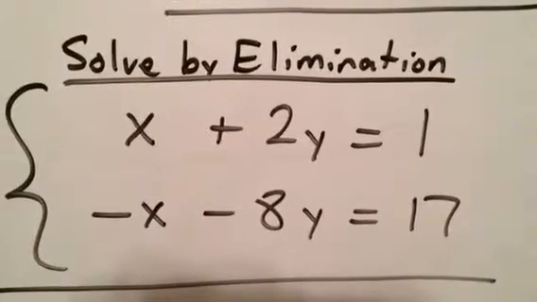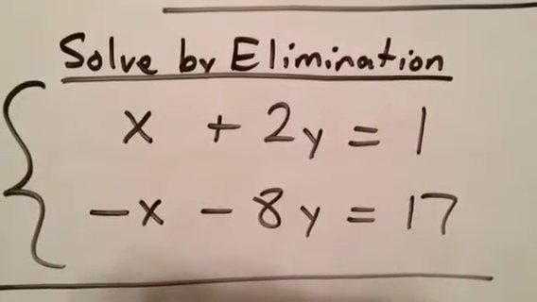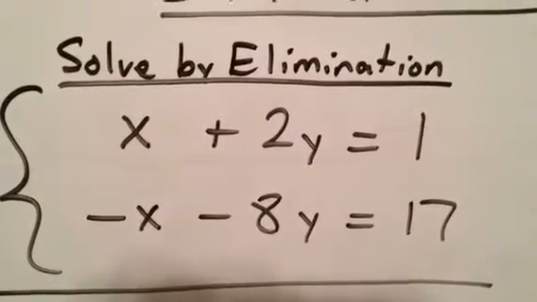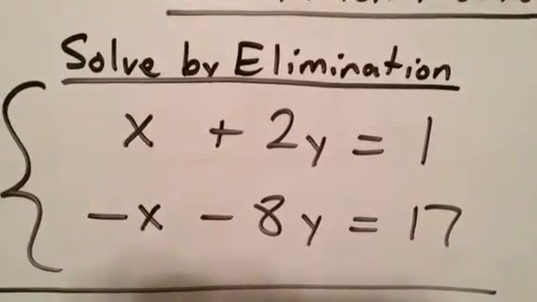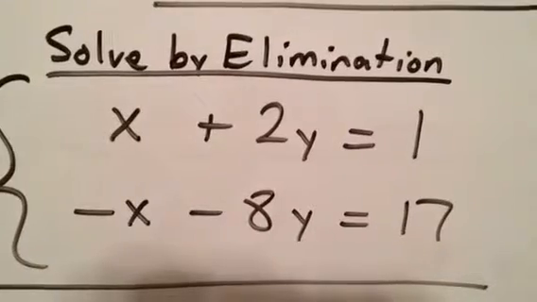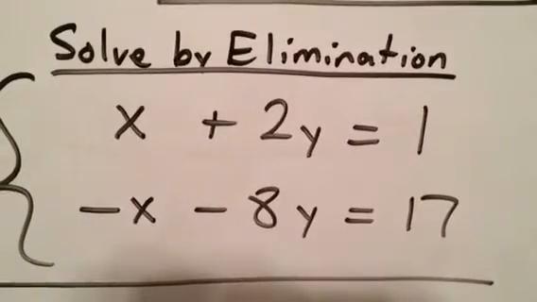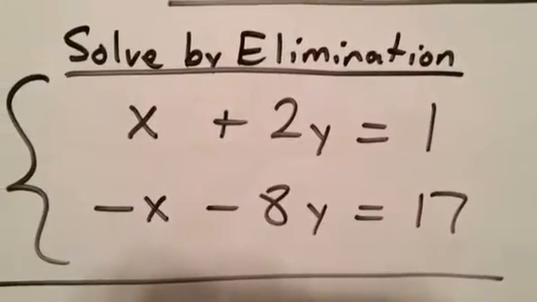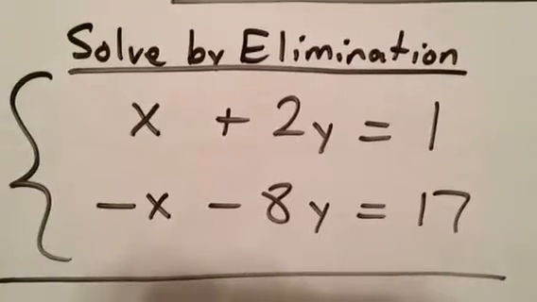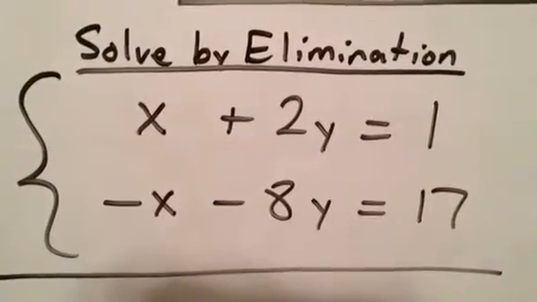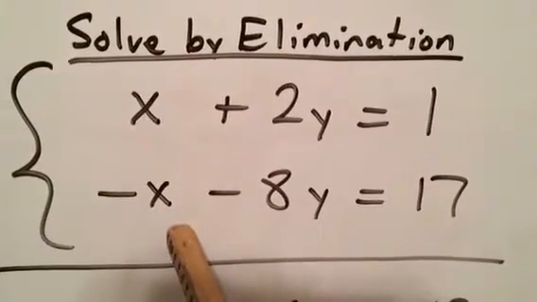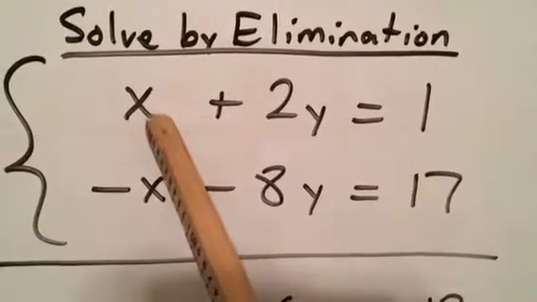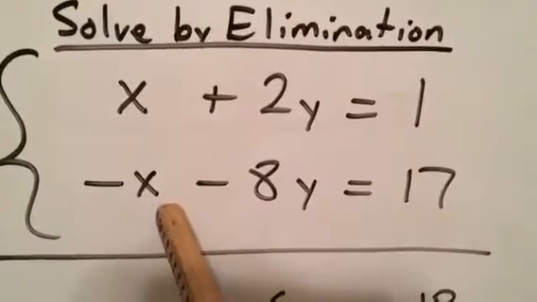In this third method to solve a system of equations, we will take a look at the elimination method, which involves eliminating one of the variables and solving for the remaining variable. Notice in this system of equations, the x's, positive x and negative x, are of opposite signs from each other.